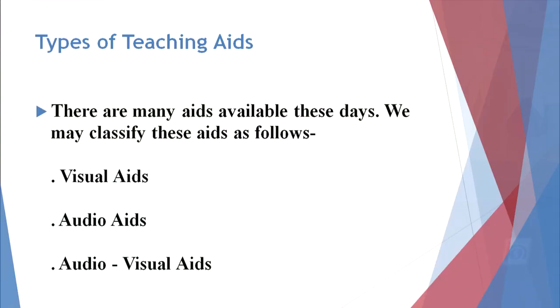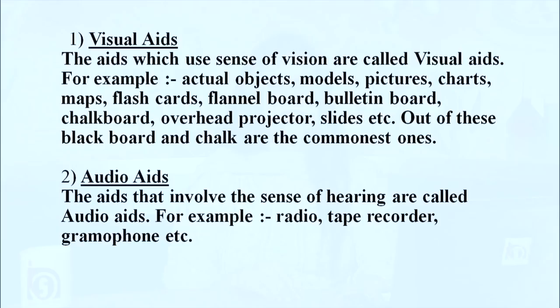Now we will discuss types of teaching aids. As there are many aids available these days, we may classify these aids as follows: visual aids, audio aids and audio visual aids. Now let's talk about visual aids. The aids which use the sense of vision are called visual aids. For example, actual objects, models, pictures, charts, maps, flashcards, flannel board, bulletin board, chalkboard, overhead projector, slides, etc. Out of these, blackboard and chalk are the commonest ones. It means visual aids are those aids which involve our sense of vision.